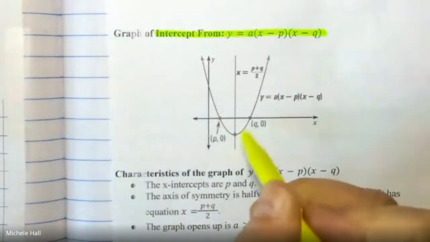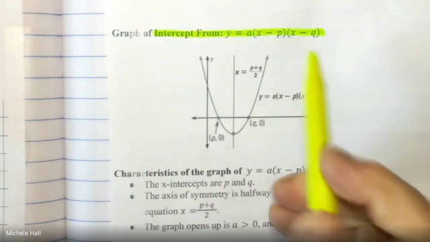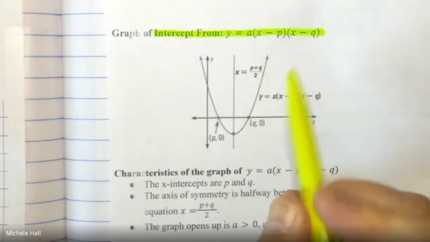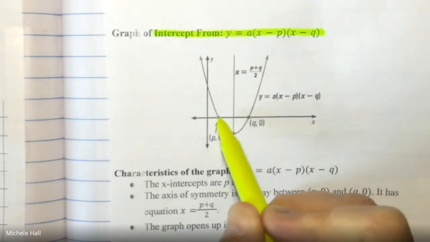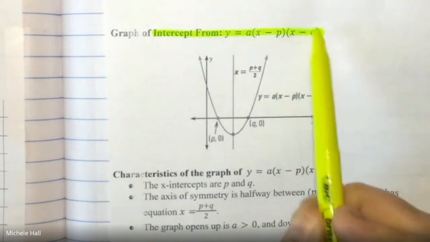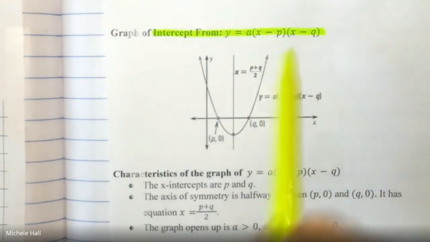We are looking at the intercepts. Where is it intercepting the x-axis? It's intercepting at P, and it's being intercepted at Q. Those are the intercepts. In 1.3 and 1.4, we will learn how to factor. For this lesson, they will give it to you in factored form.